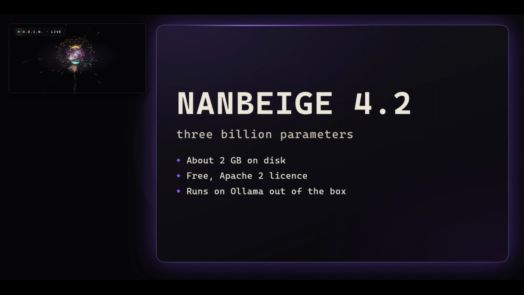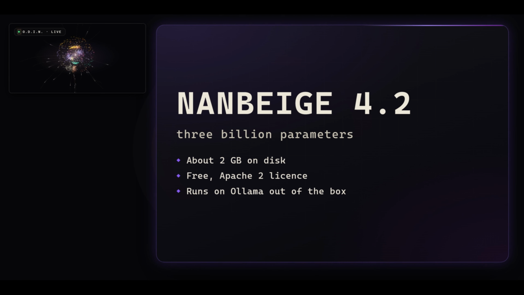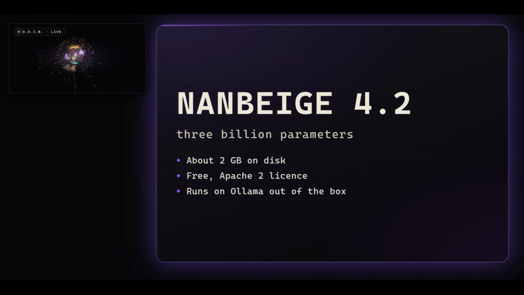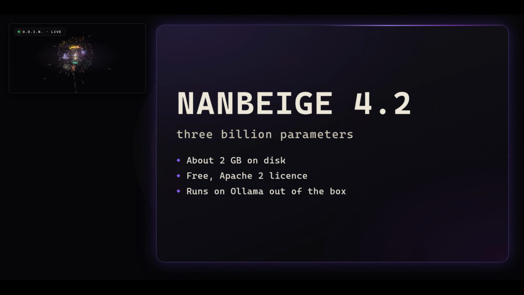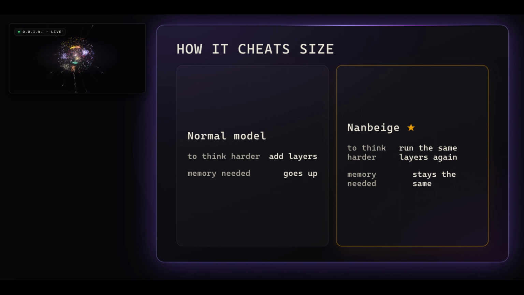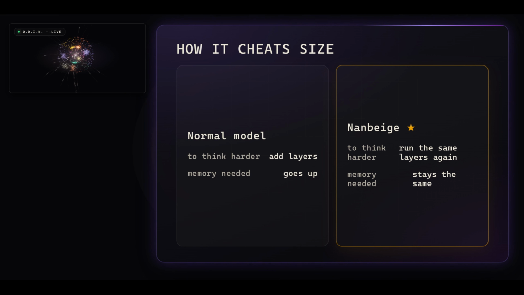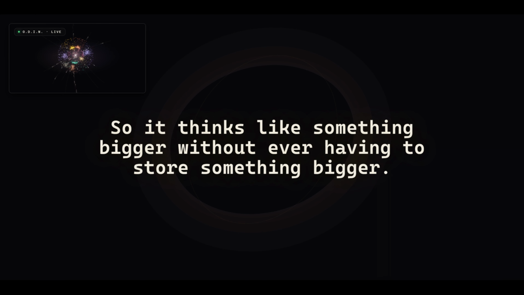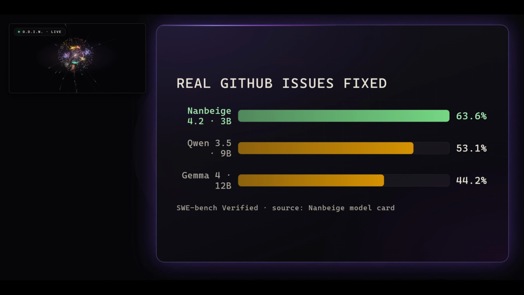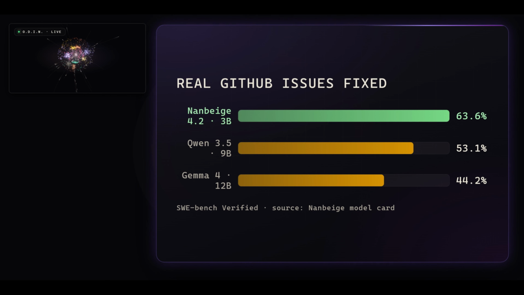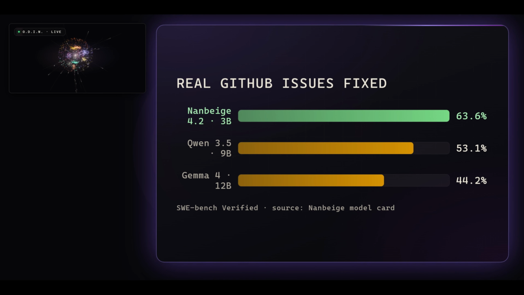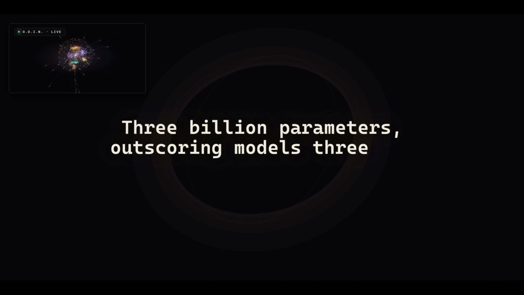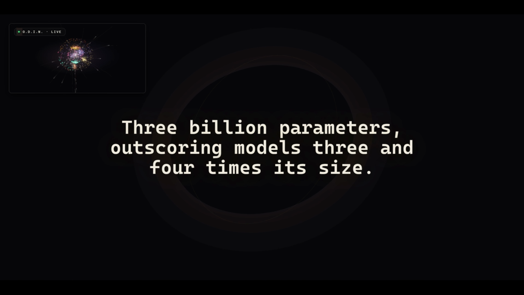The model to run here is Nanbeige 4.2, 3 billion parameters from the Chinese company behind the Boss Zipin job platform. Its trick is that it reuses its own layers instead of stacking more of them. So it thinks like something bigger, without ever having to store something bigger. And on a test made of real GitHub problems, it beats a 9 billion model and a 12 billion one. 3 billion parameters, outscoring models 3 and 4 times its size.